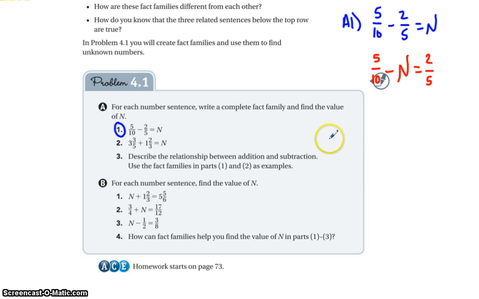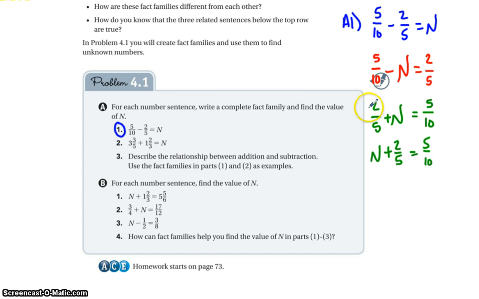Then I should have two addition sentences. And that simply, we need to move the larger number, which is 5/10, to the other side of our equation, which means it should now be the answer to the equation, which means these other two facts, 2/5 and our unknown variable n, are going to be the add-ins, or the numbers being added together. So the first addition fact that I'm going to write is 2/5 plus n equals 5/10, and the second fact would be n plus 2/5 equals 5/10.